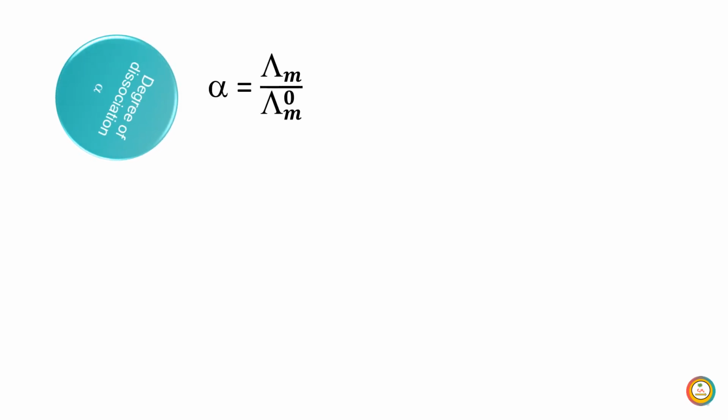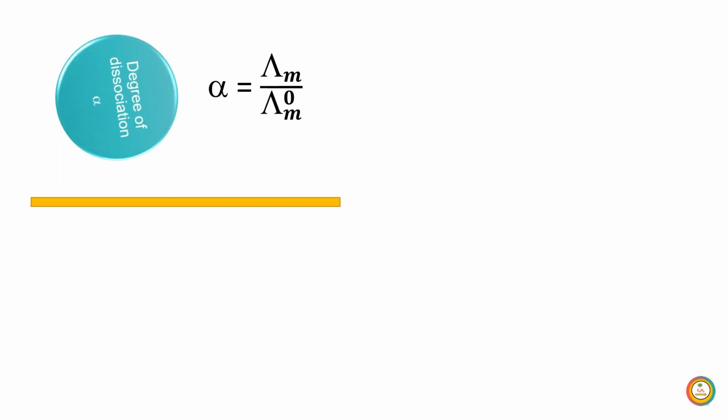Now the next application, degree of dissociation, that is alpha. The degree of dissociation is found by this equation. The alpha is equal to lambda m at any concentration divided by lambda m0. Lambda m0 means at infinite dilution. So lambda m at any concentration of the electrolyte is divided by the lambda m0. This ratio is known as the degree of dissociation.